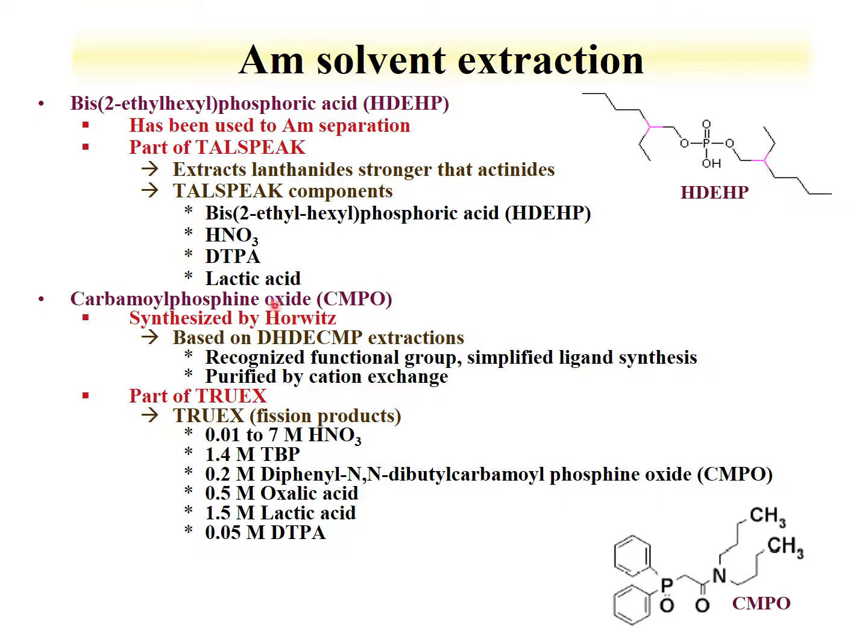CMPO has also been used, the ligand shown here, and this is part of the TRUEX process, which is used for fission product extractions. So separation of the lanthanides and actinides from the fission products. And this also employs tributyl phosphate, the CMPO, oxalic acid, lactic acid, again as a buffer, and DTPA.